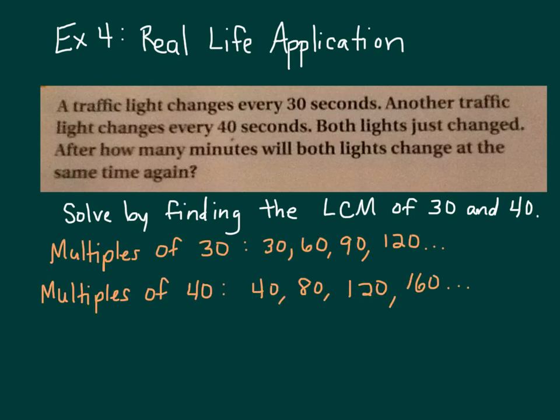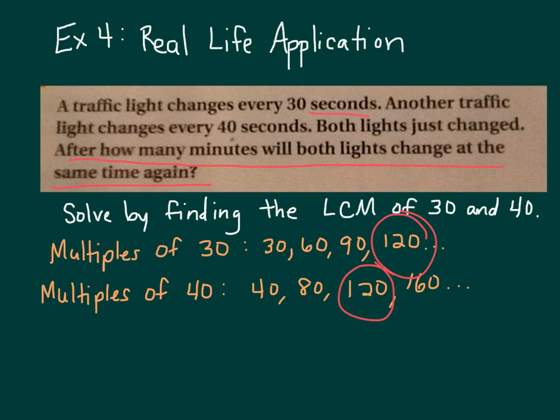So your multiples of 30, you can start out with 30, 60, 90, 120, and again, those can keep on going, but we'll stop there. And your multiples of 40 are 40, 80, 120, and as soon as I see it, I could technically stop. I happen to write the 160, but once you see that, you can see that's your least common multiple, so that means, according to this question, after how many minutes will both lights change at the same time? Again, B.